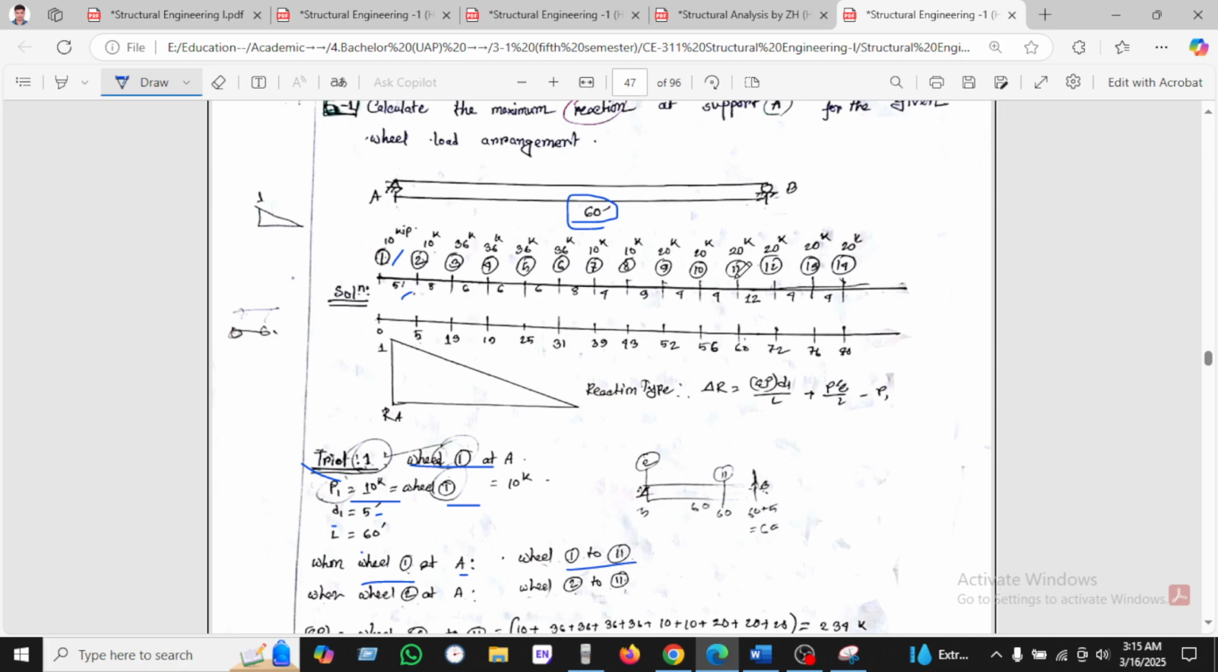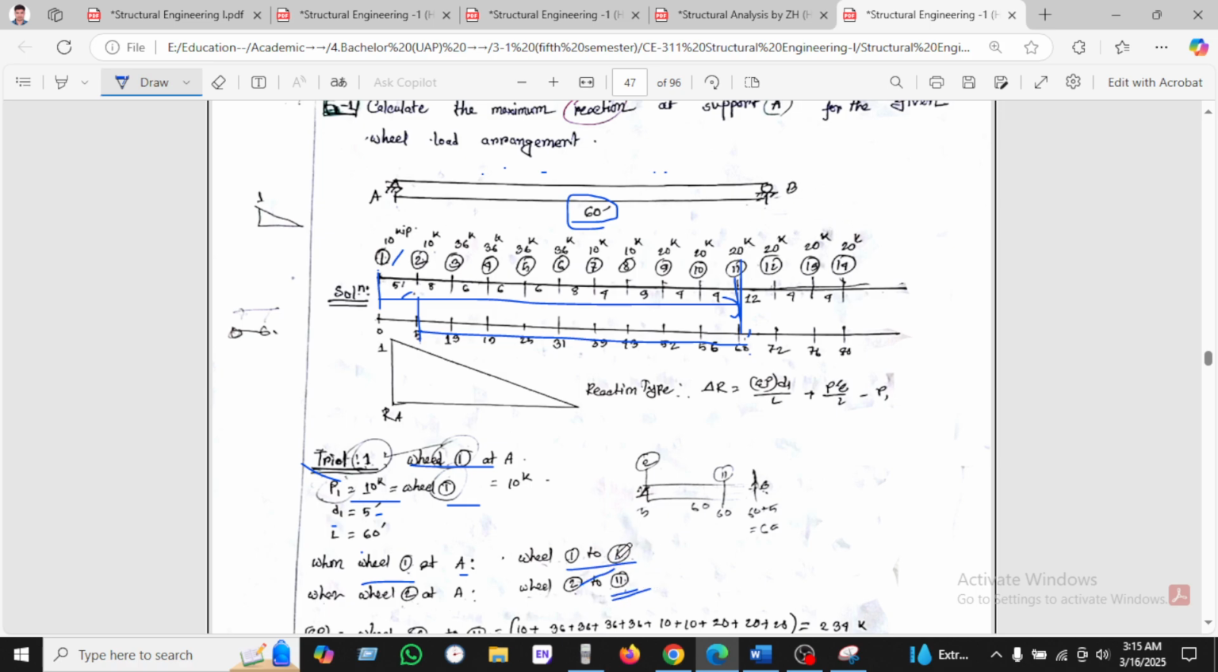So 1 to 11 means here the 60 will be added, as the whole load of 60 will be carried on this beam. And when wheel 2, this is wheel 2, it is also 60 minus 5, it will be 55. So it will also be 11 wheel.